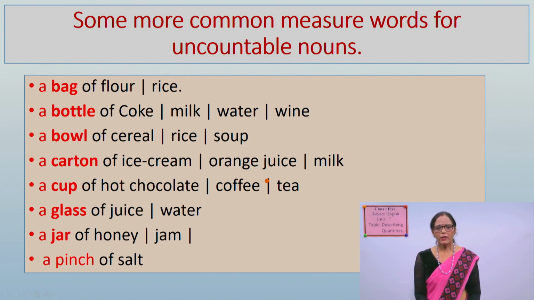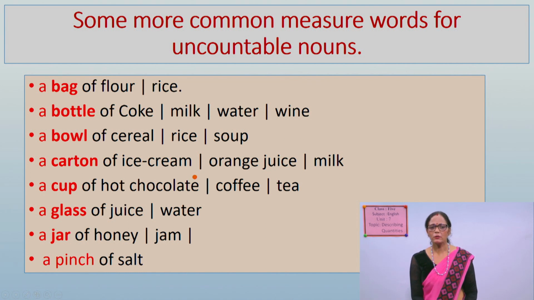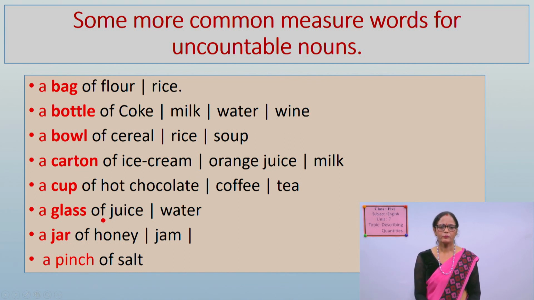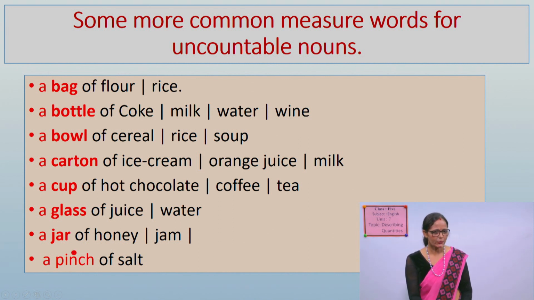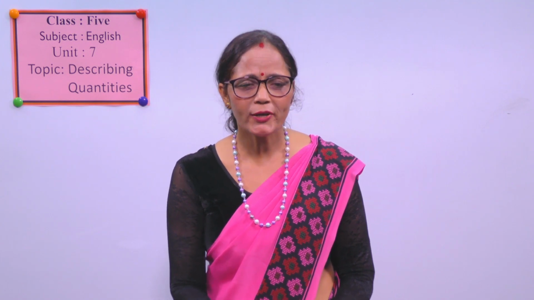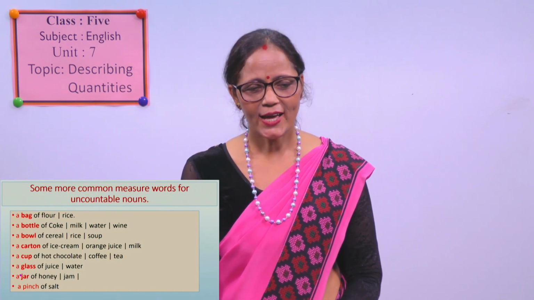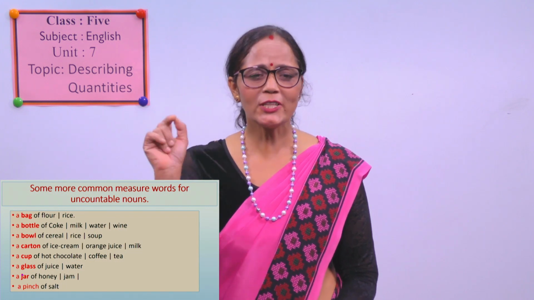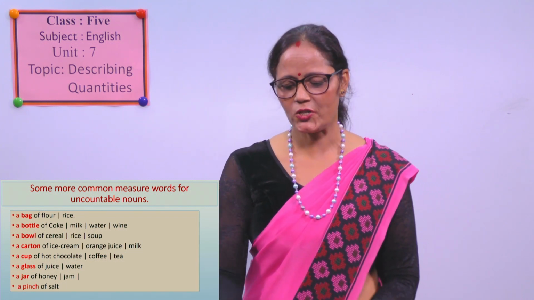Similarly, milk, juice, ice cream can also be measured in a carton. Coffee, tea can be measured in a cup also. Juice, water, they are also uncountable. We cannot count them, so we can say a glass of juice. Similarly, we can say a jar of honey and a pinch of salt. So, what are these red words? They are the quantity words for the things that we can't count.